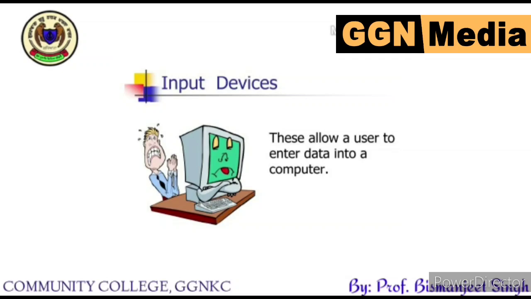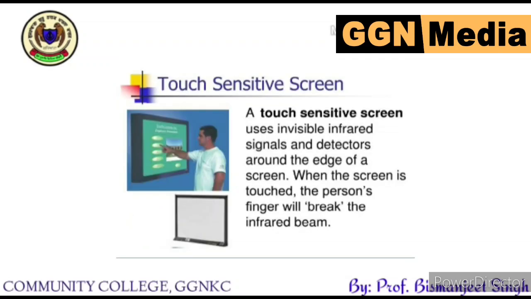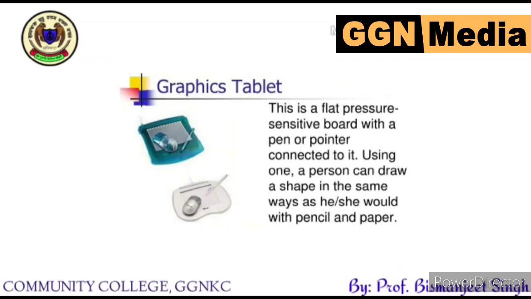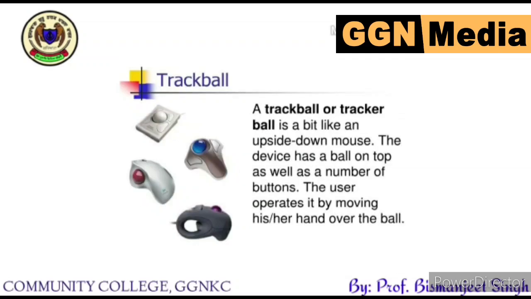Input devices allow a user to enter data into the computer. For example, the keyboard allows us to type text, numbers, etc. Touch sensitive screens use IR detectors and signals. The graphic tablet is like a chalk and board. The mouse is used to open and close windows. The trackball is like an upside down mouse. It has a ball also.